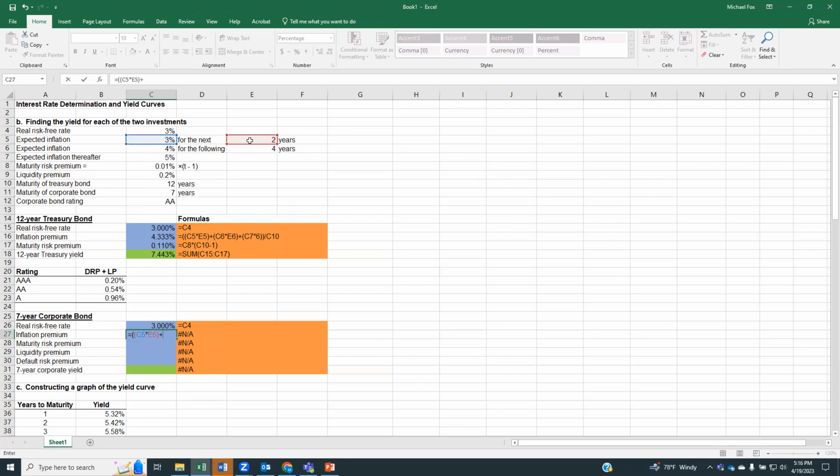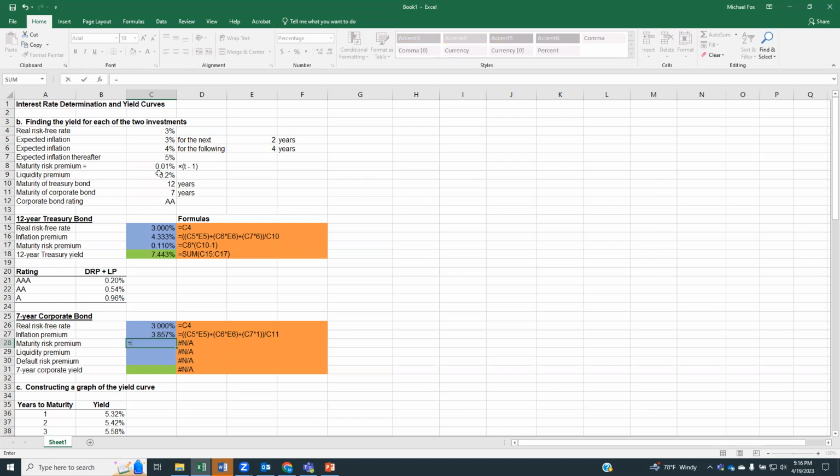plus 4% times 4 years plus 5%. I can put times 1, but times 1 is the same as if I had just done that, right? Times 1 year, close that parenthesis all the way around it, and then divide it by the number of years, which in this case is 7. So there's our inflation premium, and next our maturity risk premium.